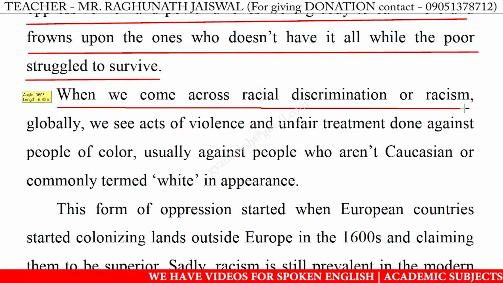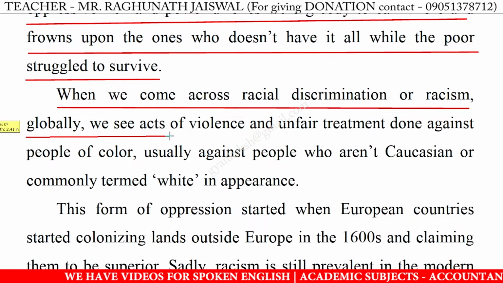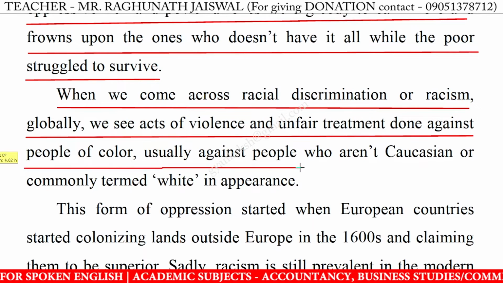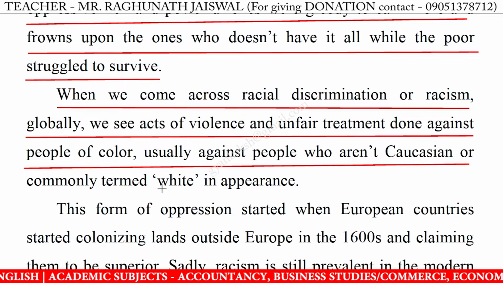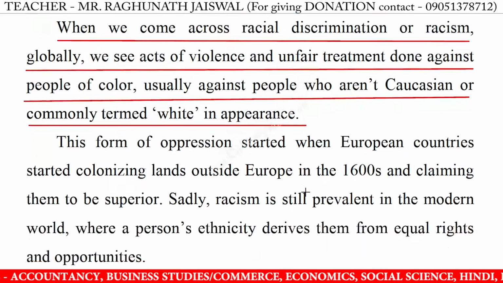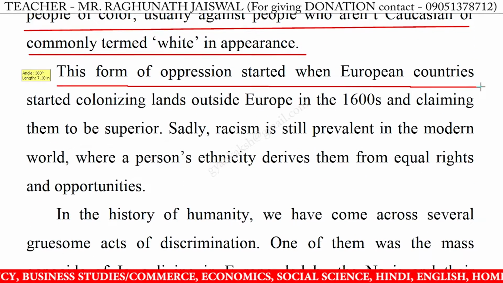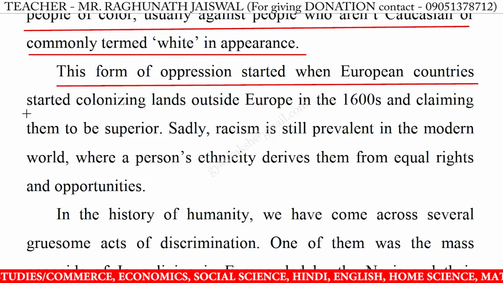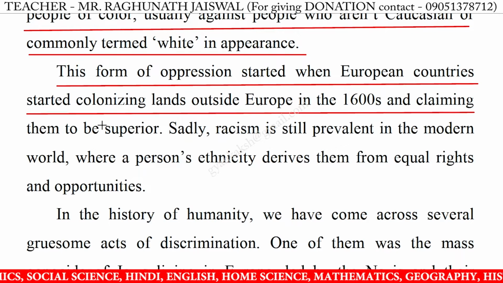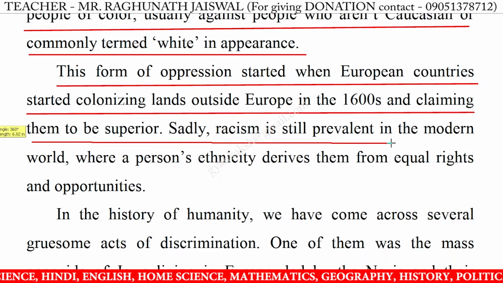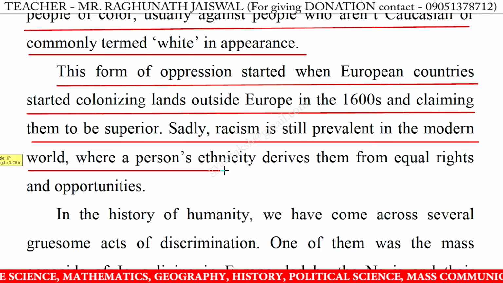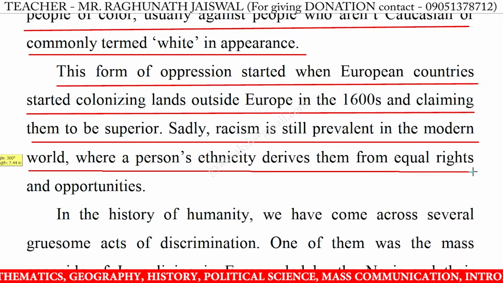When we come across racial discrimination or racism globally, we see acts of violence and unfair treatment done against people of color, usually against people who aren't Caucasian or commonly termed white in appearance. This form of oppression started when European countries started colonizing lands outside Europe in the 1600s and claiming them to be superior. Sadly, racism is still prevalent in the modern world, where a person's ethnicity deprives them of equal rights and opportunities.